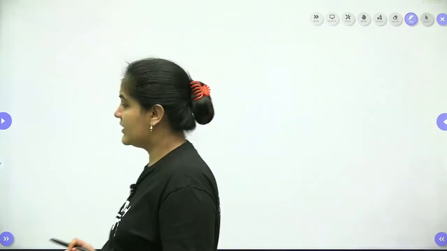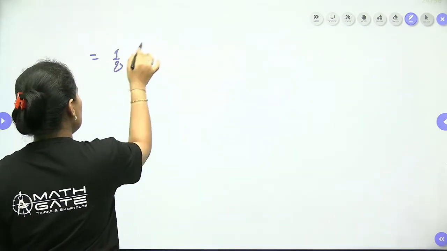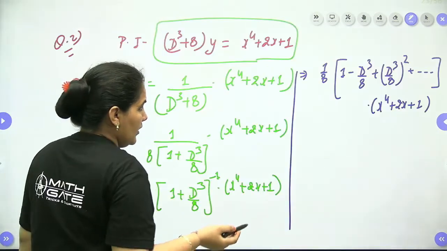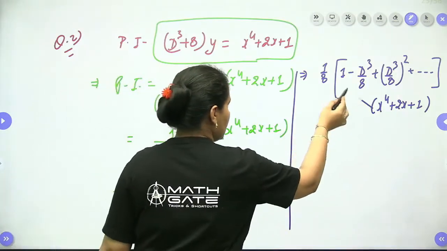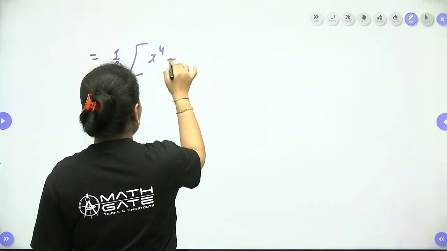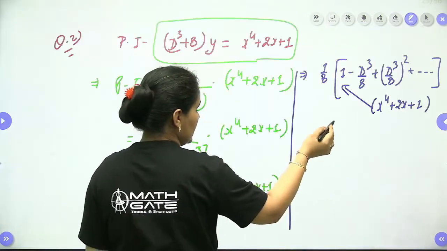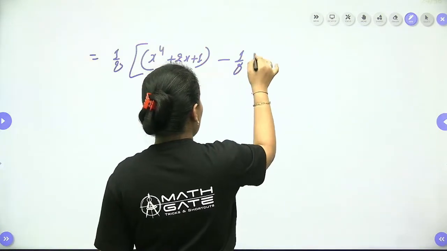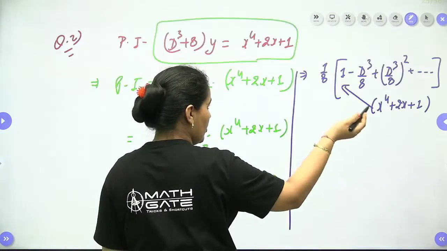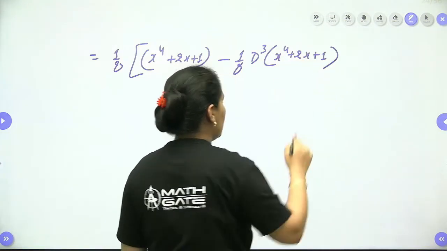When we approach it, it will become 1 by 8 only. When we apply it on this one, it will be x to the power 4 plus 2x plus 1 as it is, minus 1 by 8 times the triple derivative of x to the power 4 plus 2x plus 1.